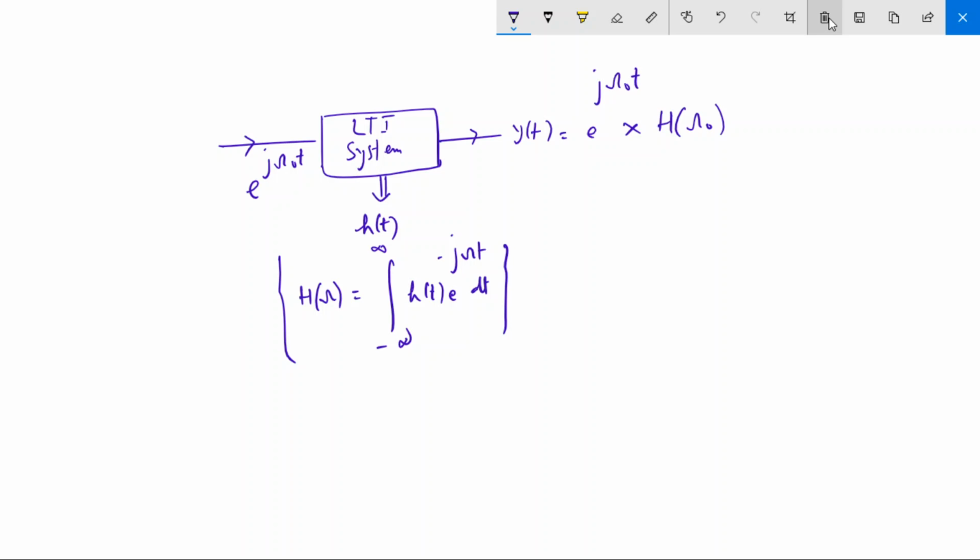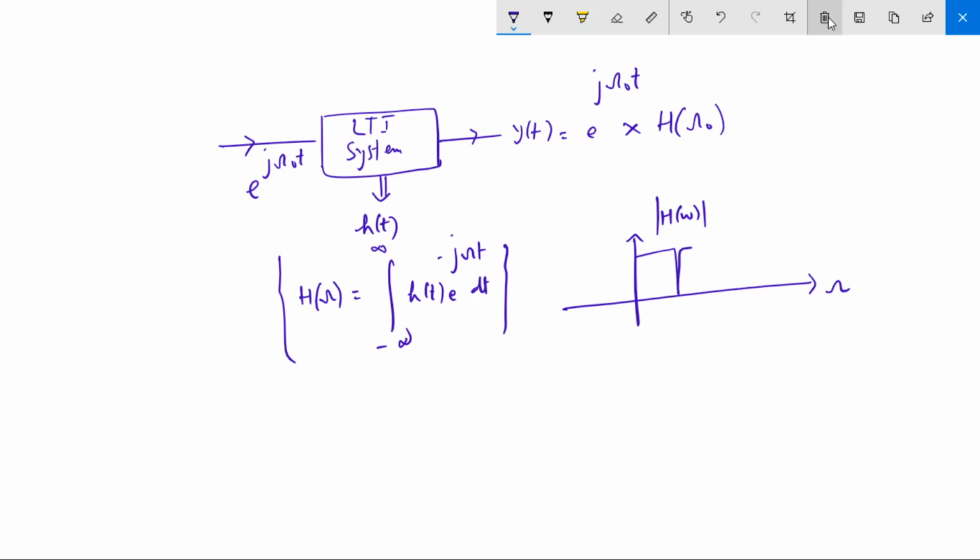Every LTI system has a frequency response. In fact, it is a complex quantity. You can have both a magnitude and a phase response, but if you just concentrate on the magnitude response |H(ω)|, it may have some response. Suppose it has a response like this.